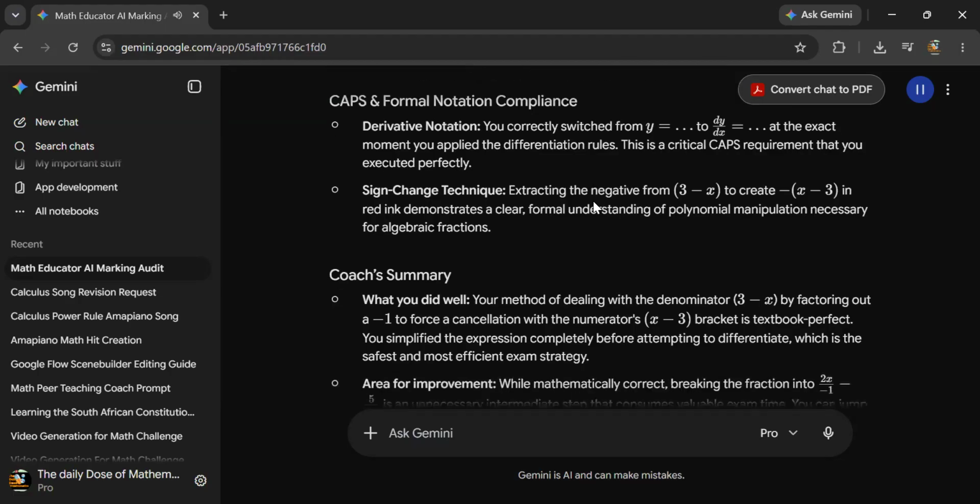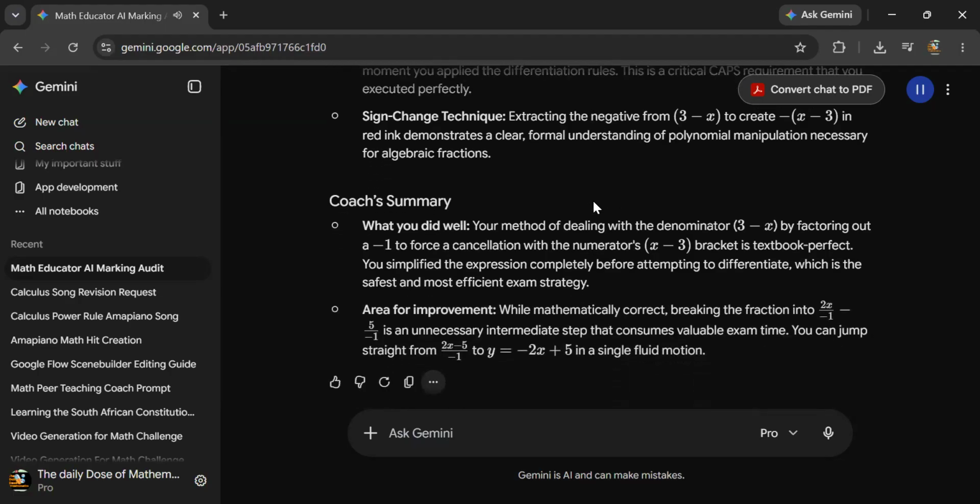Coach's summary. What you did well. Your method of dealing with the denominator, 3 minus x, by factoring out a minus 1 to force a cancellation with the numerator's x minus 3 bracket is textbook perfect. You simplified the expression completely before attempting to differentiate, which is the safest and most efficient exam strategy. Area for improvement. While mathematically correct, breaking the fraction into frac 2x minus 1, frac 5 minus 1, is an unnecessary intermediate step that consumes valuable exam time. You can jump straight from frac 2x plus 5 over minus 1 to y equals minus 2x plus 5 in a single fluid motion.